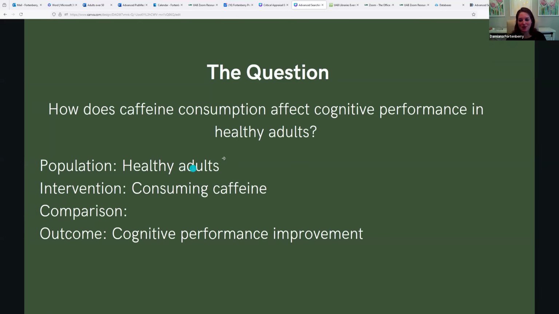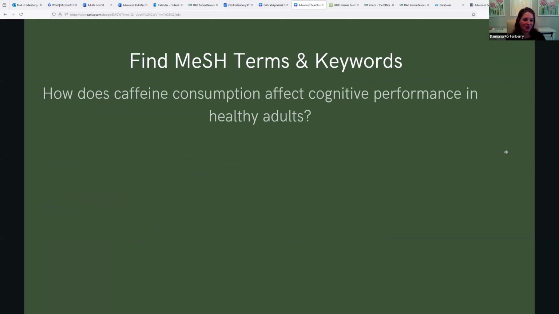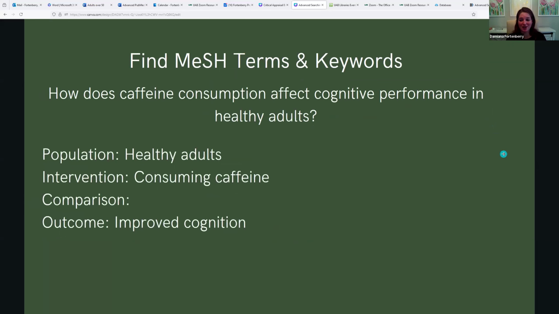Okay, so turn it back. Sorry about that. So in this question, how does caffeine consumption affect cognitive performance? Population is healthy adults, pretty easy. Then we have our intervention, which is consuming caffeine. Comparison, I guess, not consuming caffeine. And the outcome we're looking at is, are they smarter? Are their brains working better? Let's find out. Well, I guess let's not find out. Let's just make a search for it. The finding out part is mostly you guys.